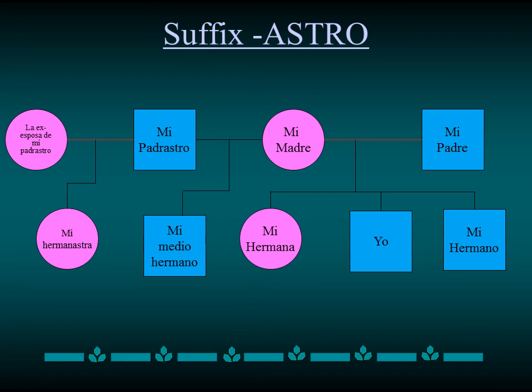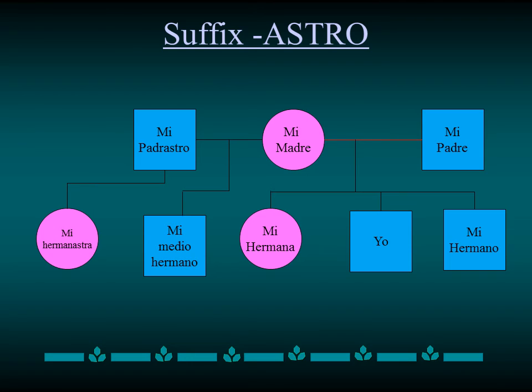So, also, mi padrastro y mi madre tienen un hijo. Ese hijo es mi medio hermano. Mi medio hermano. Or if it was a girl, it'd be mi media hermana. So it's my half brother, right? We have the same mother, but our fathers are different. So it's mi medio hermano.